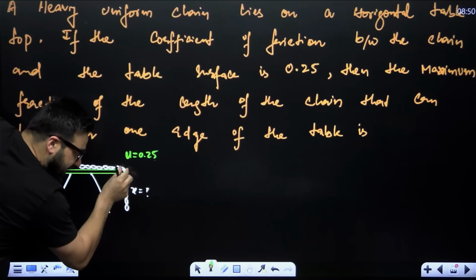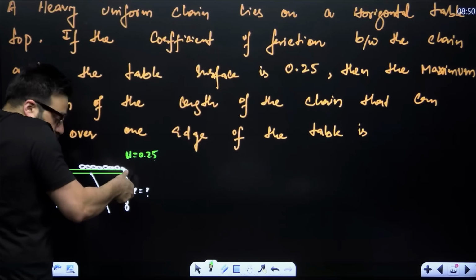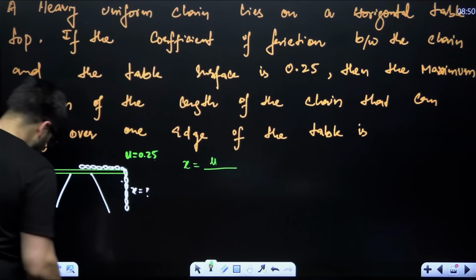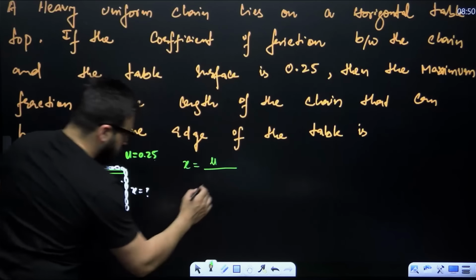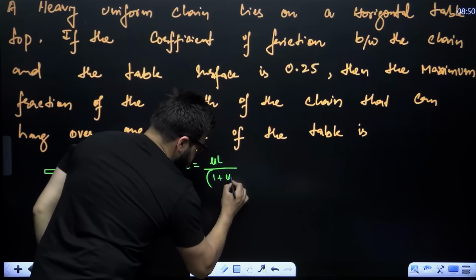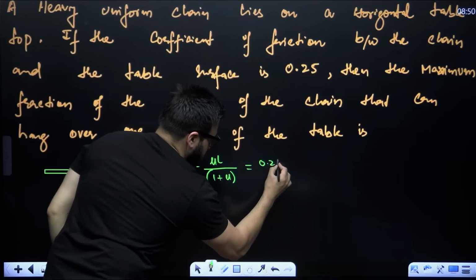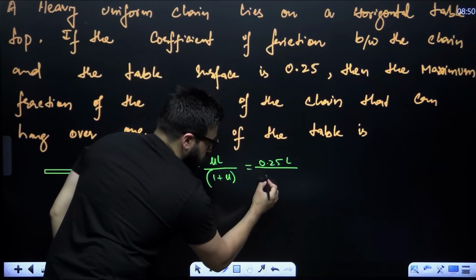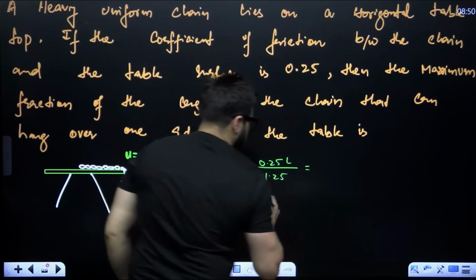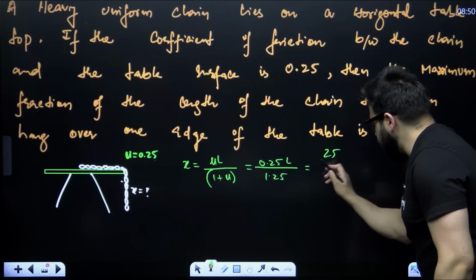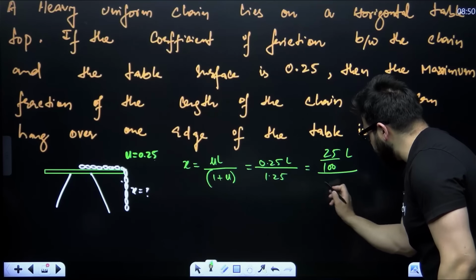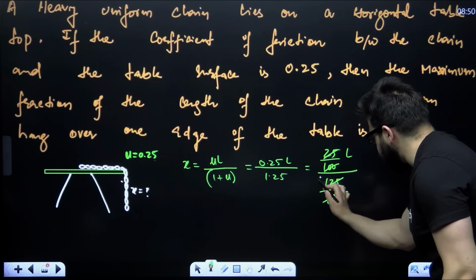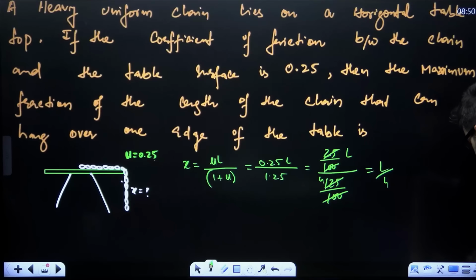If you further increase it, it will fall down. So the maximum portion is this only. So this x will be mu upon, what is the formula? Mu into L upon 1 plus mu. So mu is 0.25. This is L upon 1 plus mu. 1 plus 0.25 is 1.25. So it will come out to be 25 divided by 100 into L divided by 125 divided by 100. This and this will cancel. 25 ones are 25, 4s are 100. So L divided by 4.